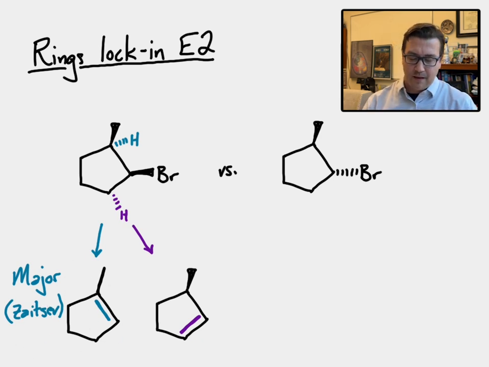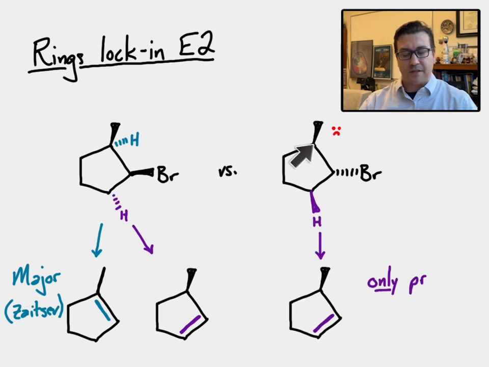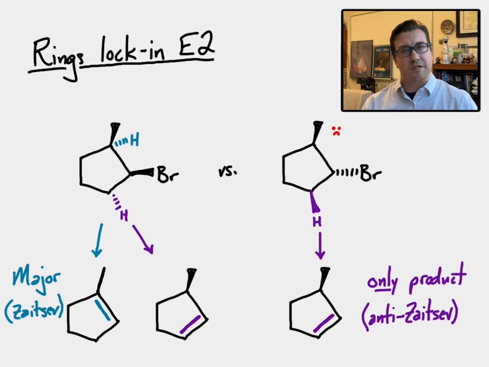Now in this scenario, there are no hydrogen atoms that are anti-periplanar at this topmost position, and so there's no deprotonation that's possible. You're only going to observe the less stable, or anti-Zaitsev, product. And again, that's because there's this stereochemical requirement. We often call it a stereoelectronic requirement.